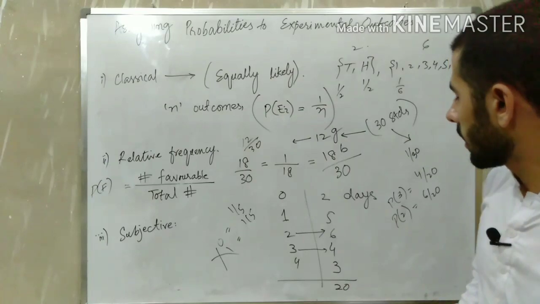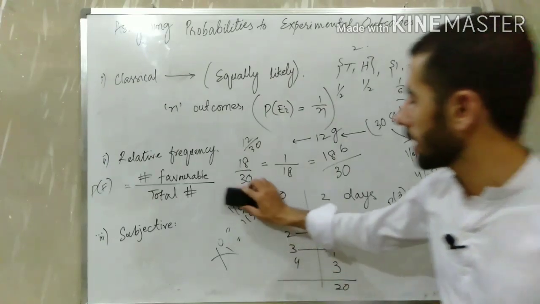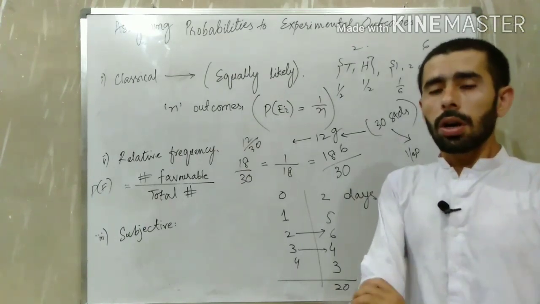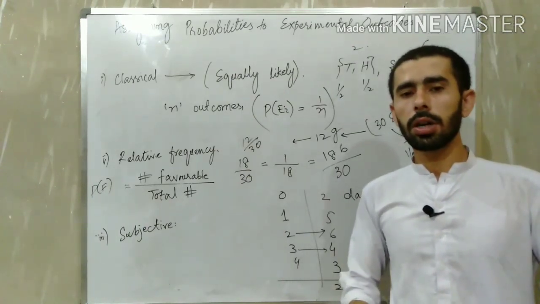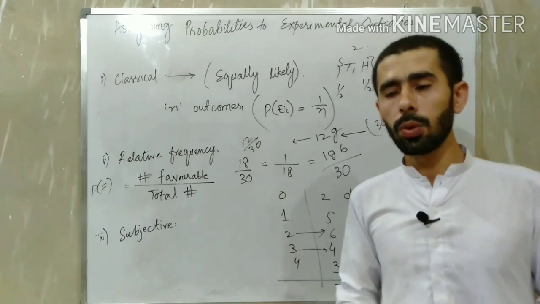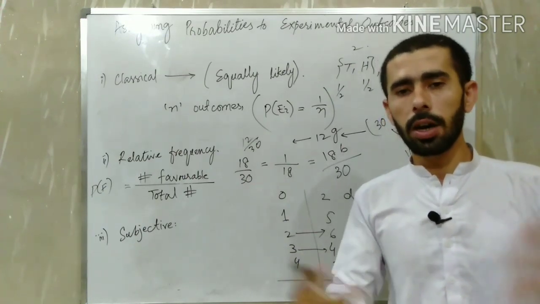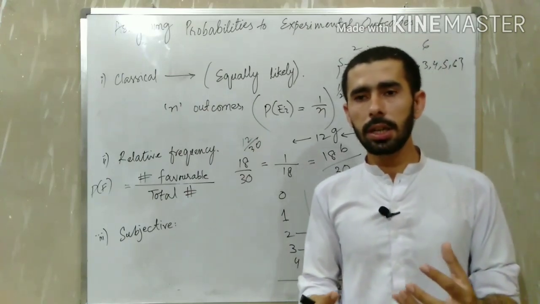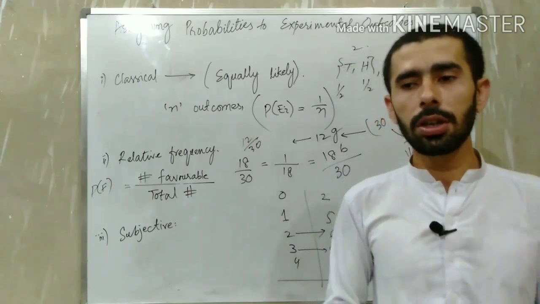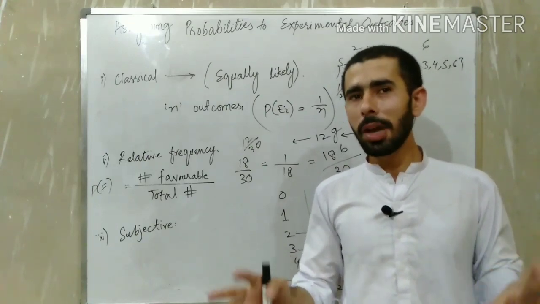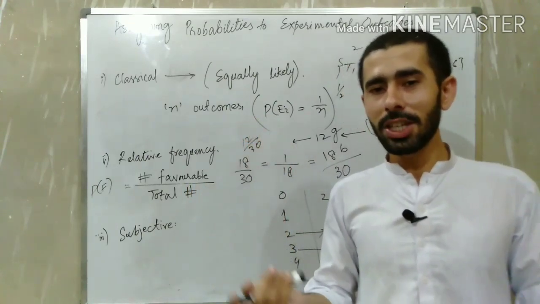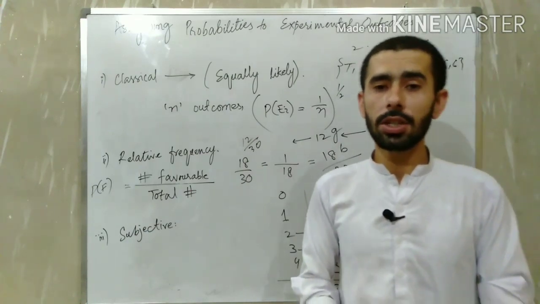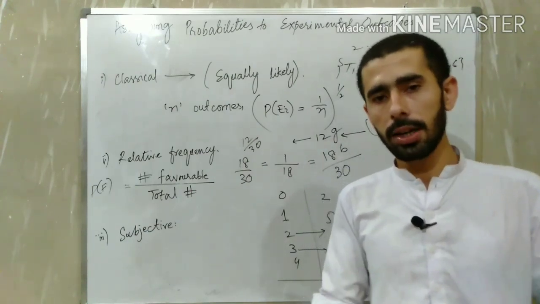The next thing that we are going to study is the subjective method, or the subjective approach. The subjective approach does not have any hard and fast rule, formula or relation for it. It's something personal that a person decides from his intuition, from his experience, or maybe from some internal information that he has about the scenario or situation under consideration.